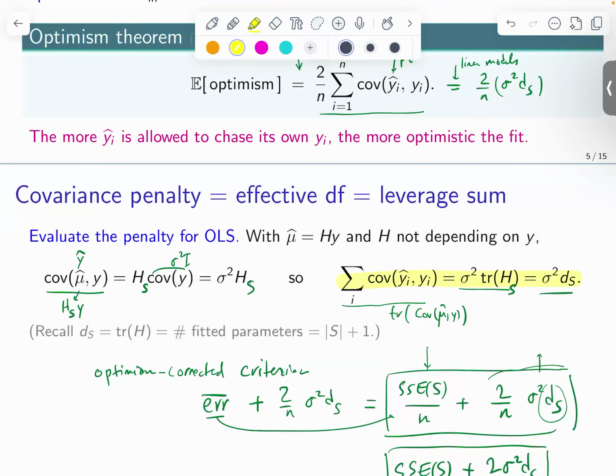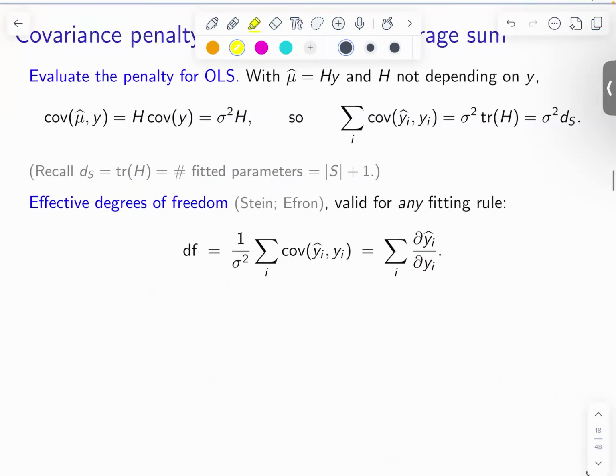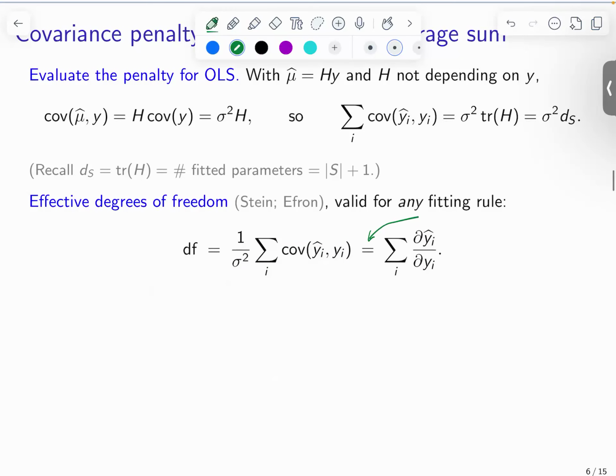So for that reason, people have defined this quantity, 1 over sigma squared times the summation of covariance of y hat_i and y_i, as a notion of degrees of freedom for a general, even nonlinear estimator. So if I define this quantity to be df, it happens to be equal to this quantity as well, which I'm not going to prove. This is due to Stein, under a Gaussian model.